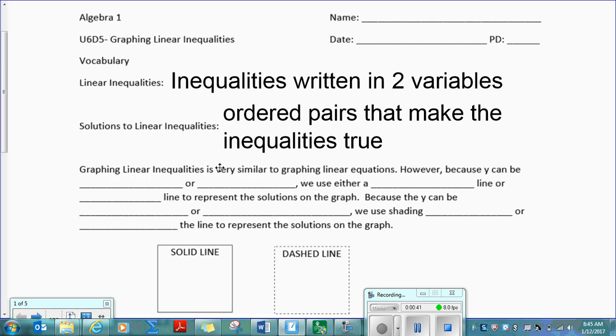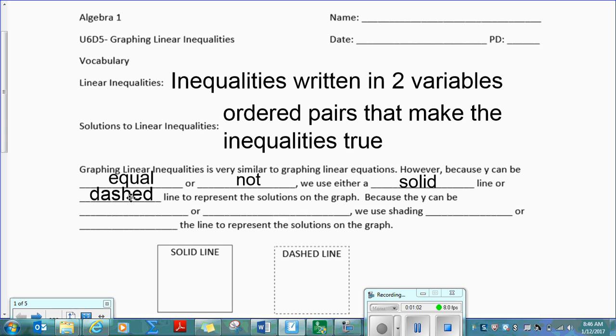So graphing linear inequalities is very similar to graphing equations. However, because y can now be equal to or not equal to, because we're talking about an inequality, we're going to use a solid line or a dashed line to represent the solutions on the graph. So because that happens, we have to make that known on the picture that we draw for it.